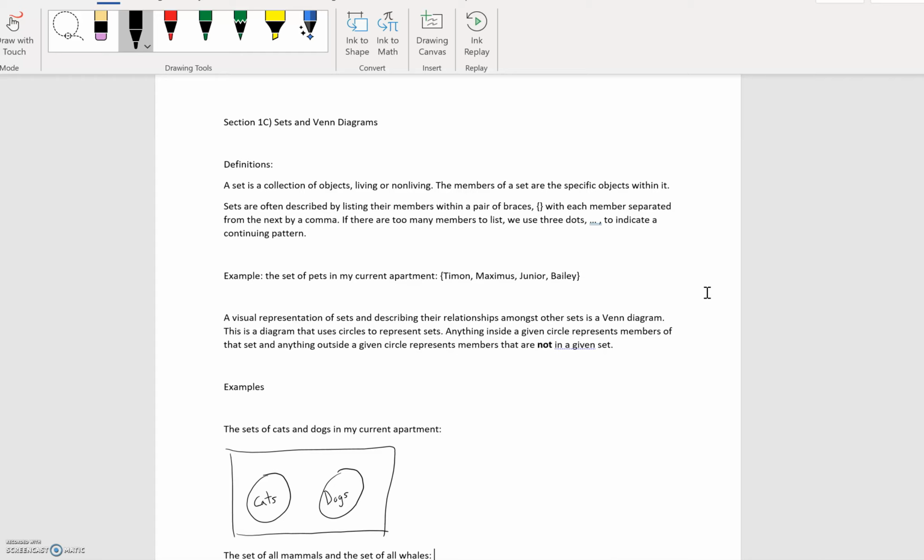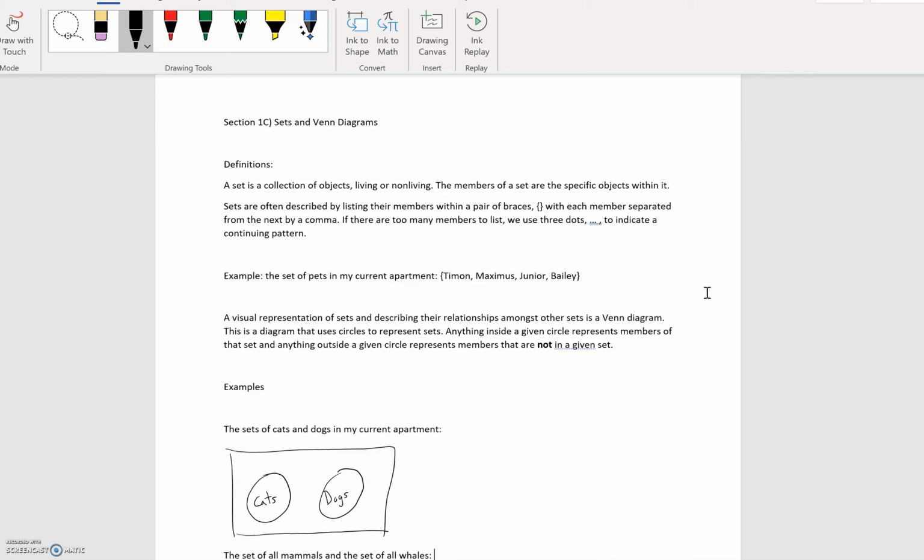In my current apartment with my 2 roommates, we have 4 pets in total. We have Timon, who's a cat, Maximus, who's a dog, Junior, who's a dog, and Bailey, who's a cat.